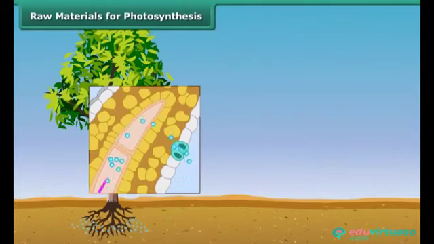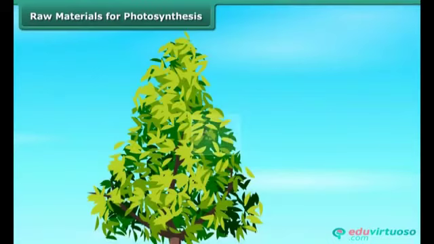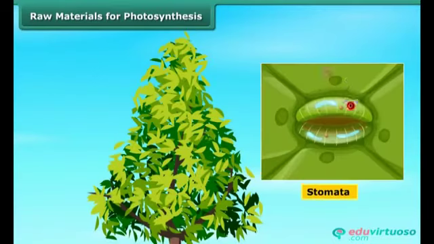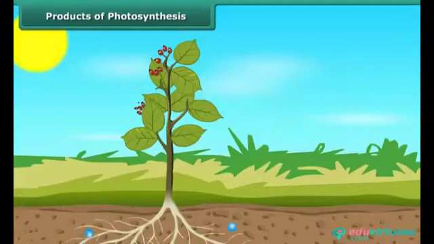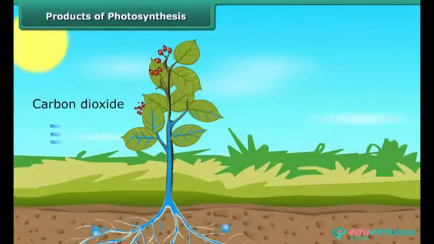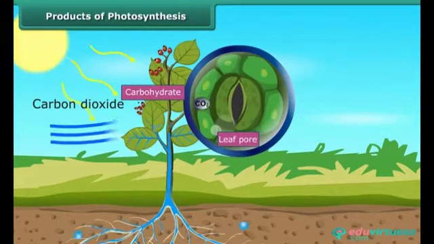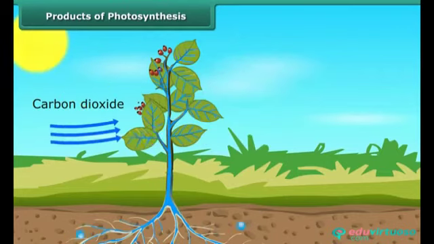Likewise, carbon dioxide from air is taken in through the tiny pores present on both surfaces of the leaves. Such pores are called stomata. These pores are surrounded by guard cells. After reaching the leaf, carbon dioxide and water react in the presence of sunlight to form carbohydrate. The carbohydrate is ultimately converted into starch, which gets stored in the different parts of the plants.